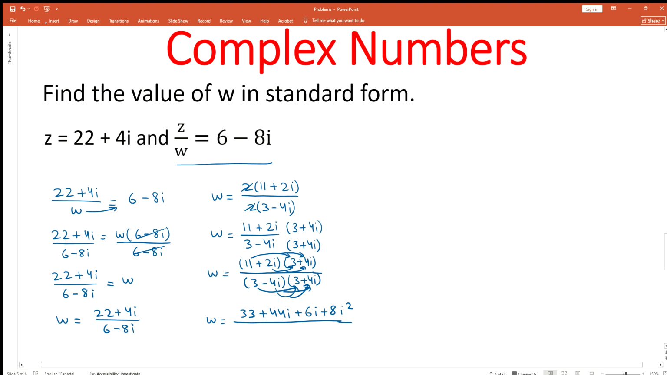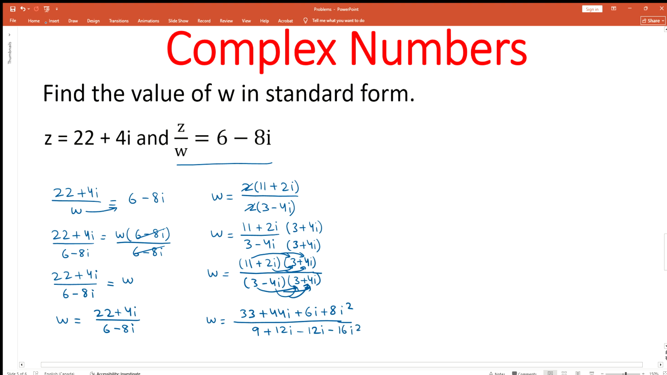In the denominator, we do 3 times 3, which is 9. Then we do 3 times 4i, which is equal to 12i. Then we do negative 4i times 3, which is equal to negative 12i. And then we do negative 4i times positive 4i, which is equal to negative 16i squared.